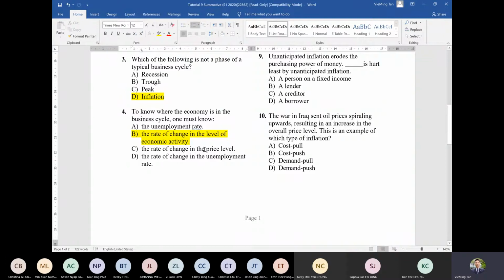C is about the inflation issue. So actually, C also depends on B, depends on the activity in the economy as well. So the best answer is B, which is Brazil. A and C are the consequences of economic activity.